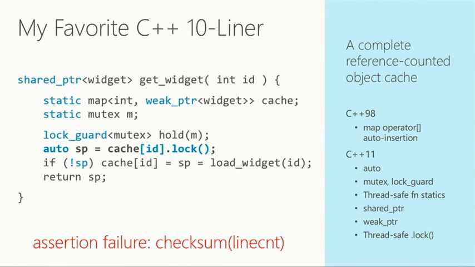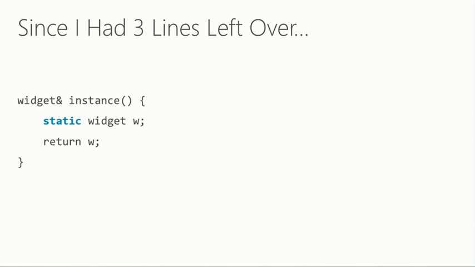This is only a 7-line code example. Whatever will I do with my other 3 lines? Okay, since I had 3 more lines, here's the other half of my favorite 10-liner, which I actually, in 10 lines of code, get 2 cool pieces of code. What is this?